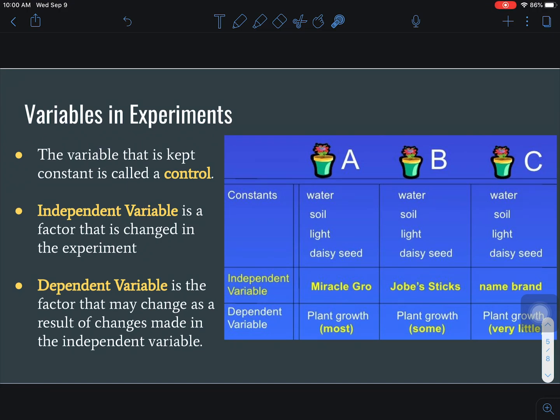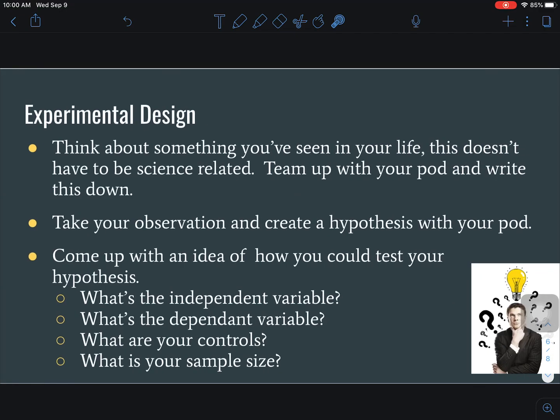So our independent variable is the thing that we changed. The independent variable is, are we going to use Miracle-Gro? Are we going to use, and I don't know how to pronounce this, the Joby sticks or what? Or are we going to use some different name brand? So our dependent variable is we're going to measure the thing that results of the change. We are going to measure plant growth. So does Miracle-Gro make our plants grow more? Do these sticks allow it or cause it to grow more?